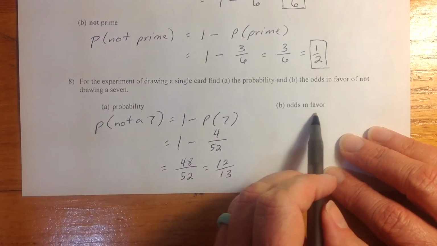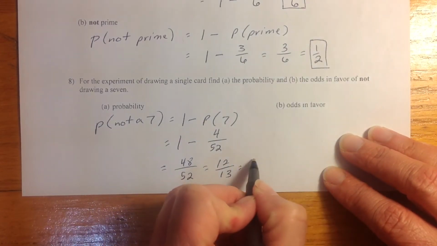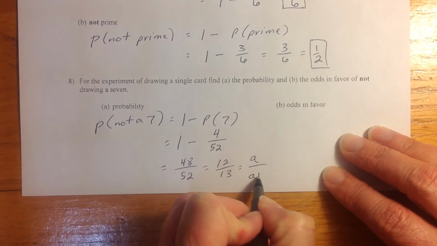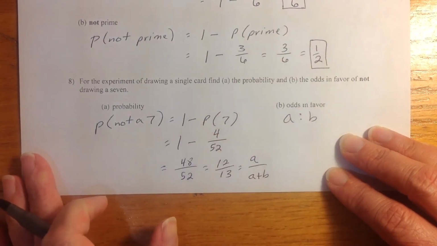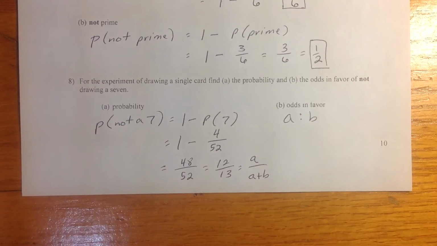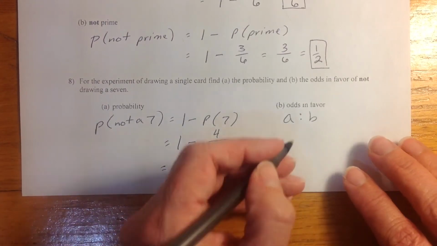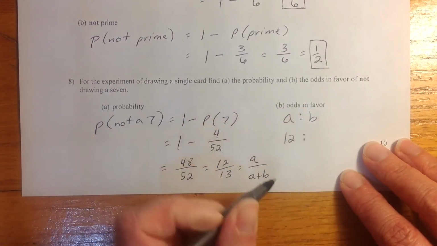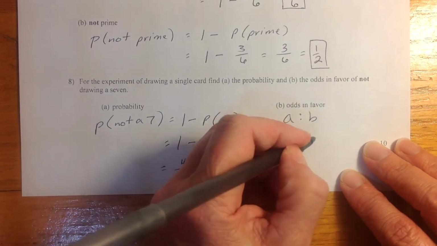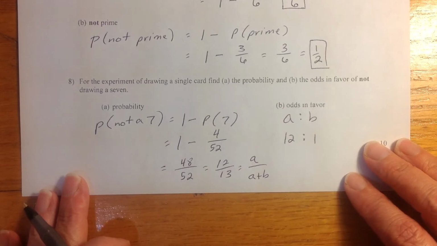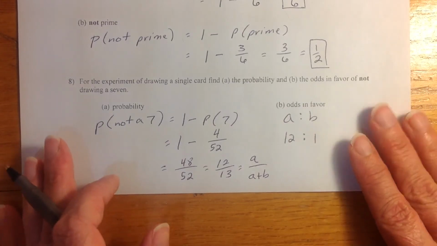Remember, if you want to get to odds in favor, this is always A over A plus B. And odds in favor is looking for the ratio A to B. Well, A is 12. And B is whatever you have to add to 12 to get to 13. Well, 1. So our odds in favor are 12 to 1.